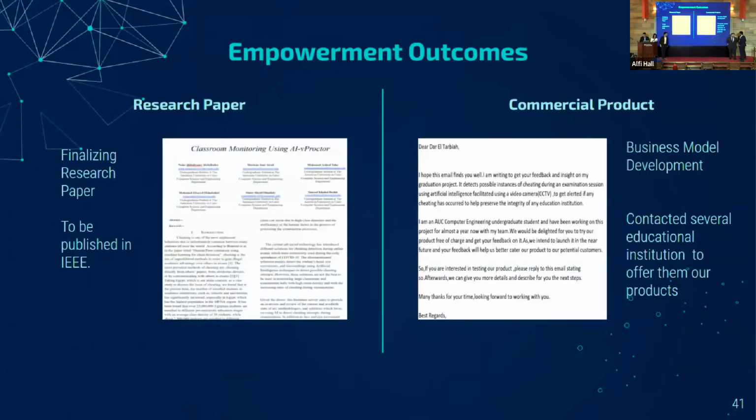Thank you, Mohammed. For now, we're finalizing the research paper. Our main goal is to publish it in one of the venues of IEEE. We're still deciding which one, so we'll start the process once we finish it. As a commercial product, we're also finalizing the business model. We already contacted several educational institutions to offer our product.